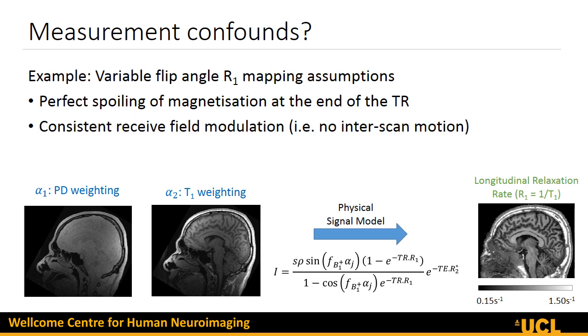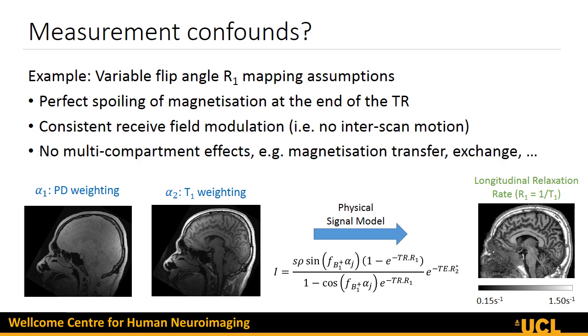We also assume that the receive field modulation and other scaling factors are consistent between the volumes so that only the flip angle itself is changed. This relies on the participant being very still because if they move, the receive field modulation will change. And we've recently shown that at 7T, the transmit field, which is highly inhomogeneous, will also substantially change.